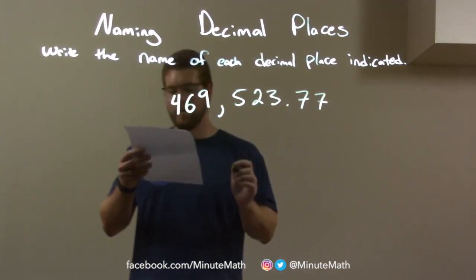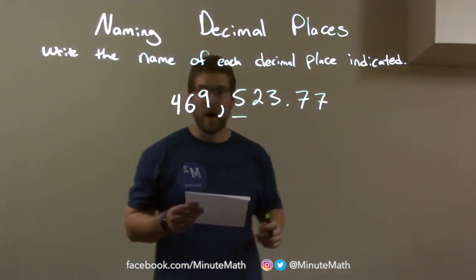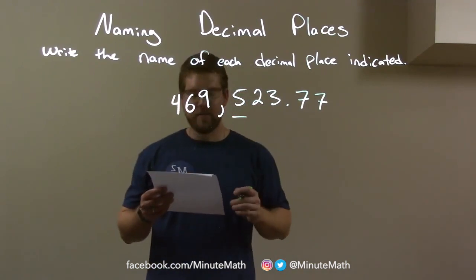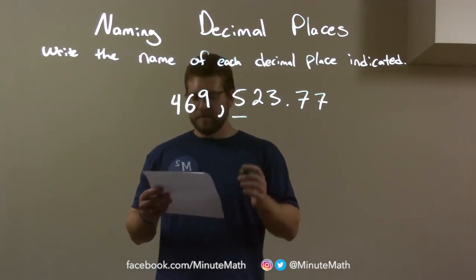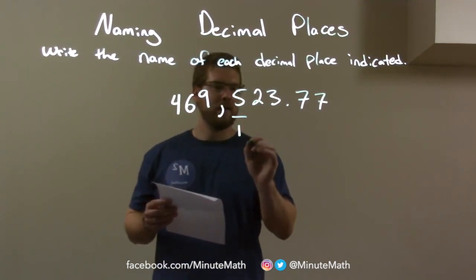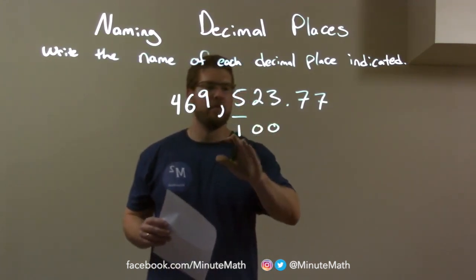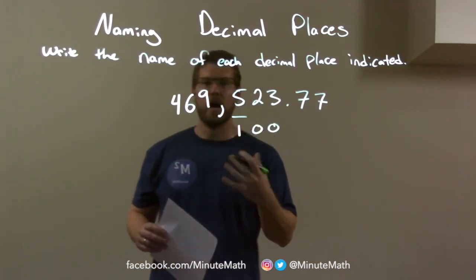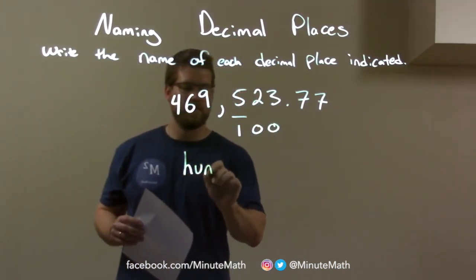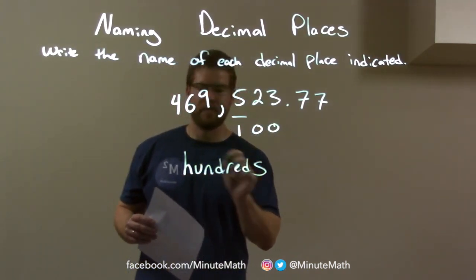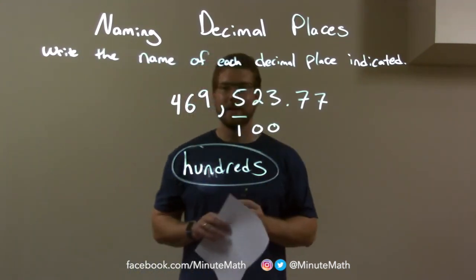469,523.77. And the number indicated is this 5, that 5 right there. What I like to do is put a 1 underneath that 5 and put zeros for each digit afterwards until I get to the decimal. That number is 100, so this is the hundreds place. And there we have it. Final answer.